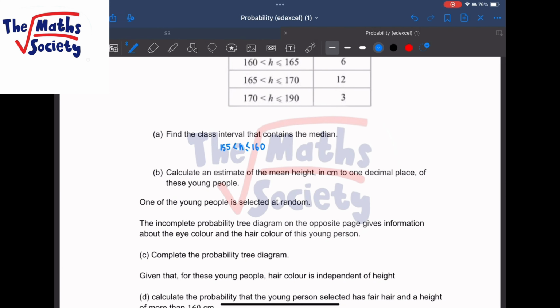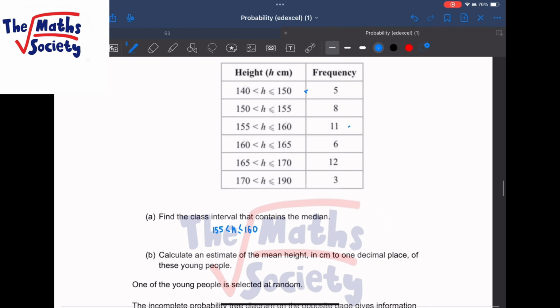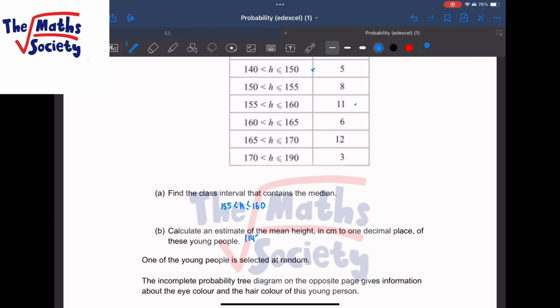Part B says calculate an estimate of the mean of the height. So we just need to multiply all these with the midpoints and then find the mean. So it should be 145 multiplied by 5, plus 152.5 multiplied by 8, plus 157.5 multiplied by 11, plus 162.5 multiplied by 6, plus 167.5 multiplied by 12, plus 180 multiplied by 3, and that's divided by 45, which gives an answer of 160.1, and that's an estimate of the mean.